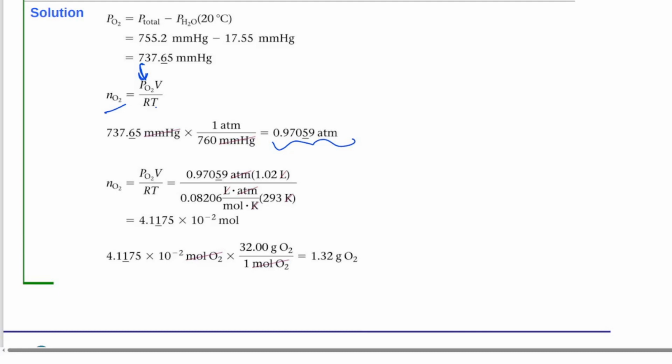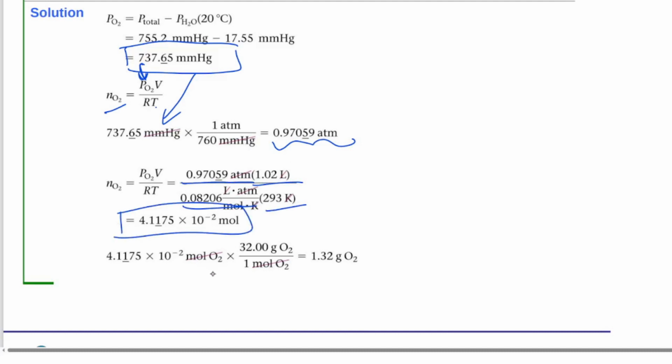Okay, and so now we have 0.97059 atmospheres, and that is from the partial pressure of oxygen here. So we convert that to atmospheres, we plug it into our PV equals nRT equation, and so we have the P, the V, the R, and the T, which gives us the moles of oxygen.